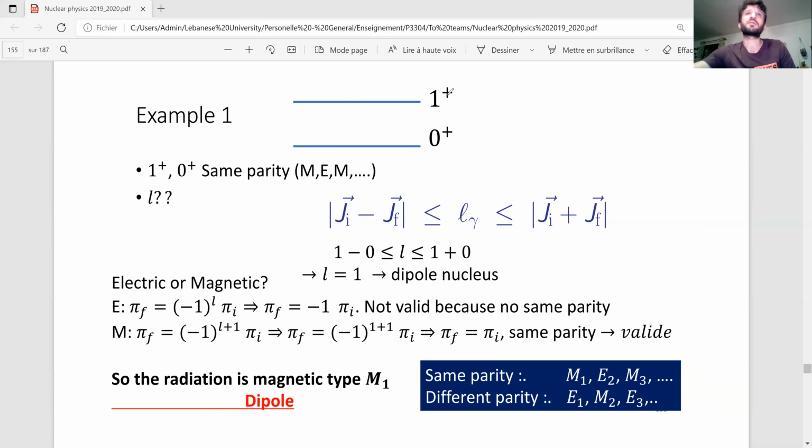Now I want to study the nature. We can start here. We have the initial spin equal to 1, the final spin equal to 0, the initial parity equal to +1, and the final parity equal to +1. As we have the same parity, we come back to this one. We can know that we start with the point M. We have M, E, M, E, M, E. And we start with M1, so we have M1, E2, M3, and so on.